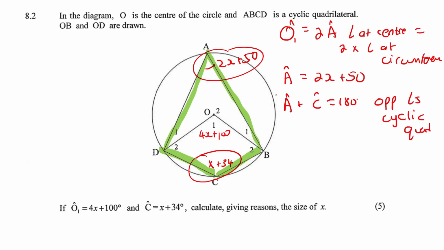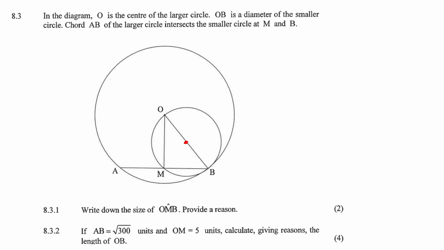In the diagram, O is the center of the larger circle. OB is the diameter of the smaller circle. We must remember that: that's the diameter of the smaller circle. Put a little dot there to remind us. And chord AB, and so on. Write down the size of angle OMB.